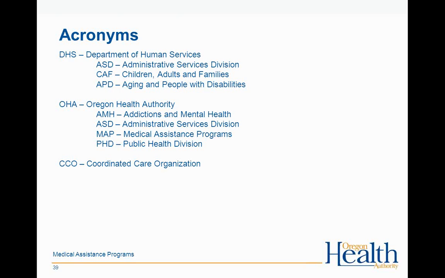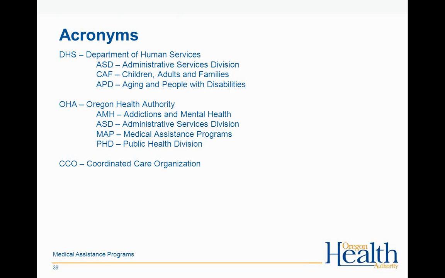And then department acronyms here. We have the Department of Human Services and the Oregon Health Authority, sister agencies really. We all used to be a part of the Department of Human Services, and then the Oregon Health Authority broke away as a separate agency that is focused on health. So you'll see the different divisions under each of these agencies. Under DHS, we have Administrative Services, Children, Adults, and Families. That's where you would see the child welfare system, foster care, those types of things, and even food stamps, or SNAP, as we call it now. Aging and people with disabilities.